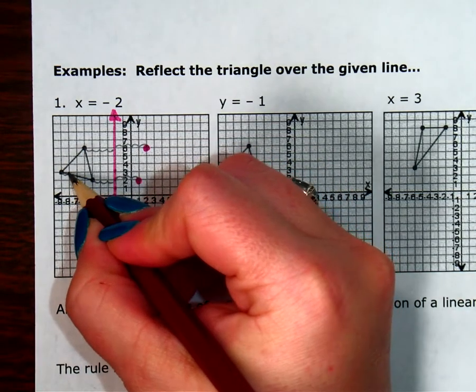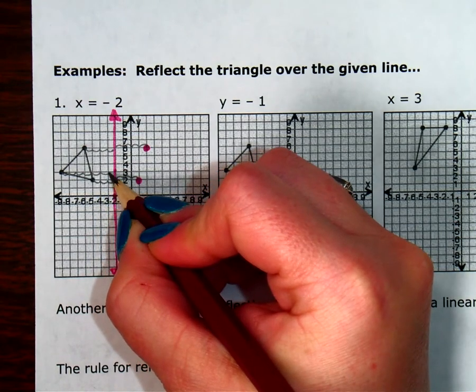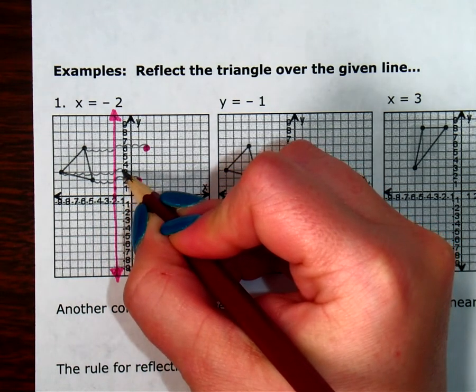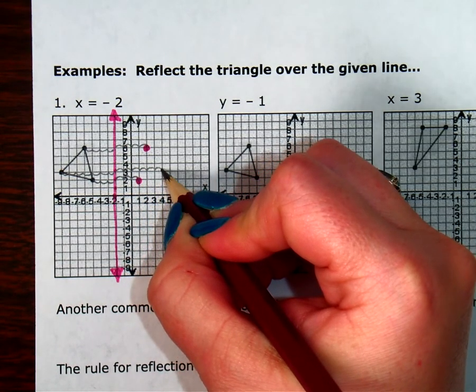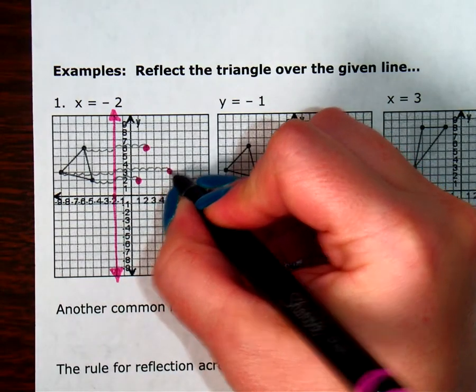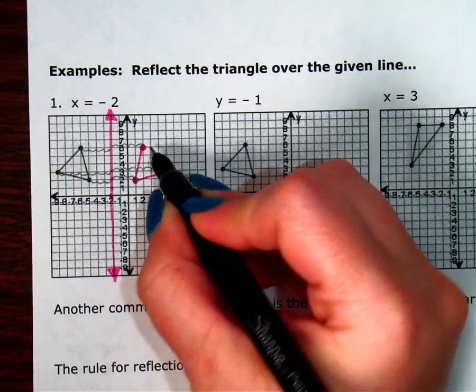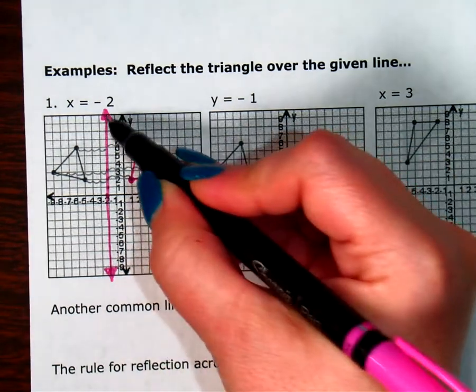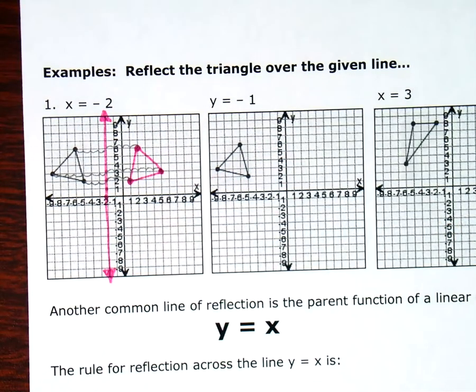Then this one is 7 away from that line, so 1, 2, 3, 4, 5, 6, 7. Here's my new point. So my image looks like this, where this is my line of reflection or my mirror line. All right, let's look at the next example.